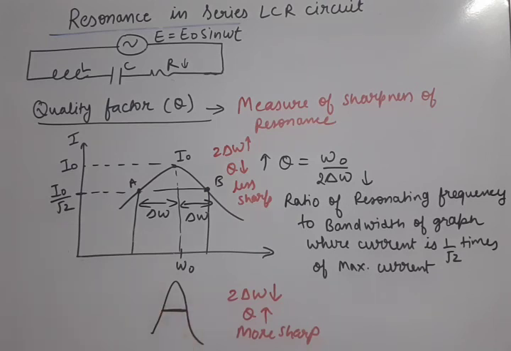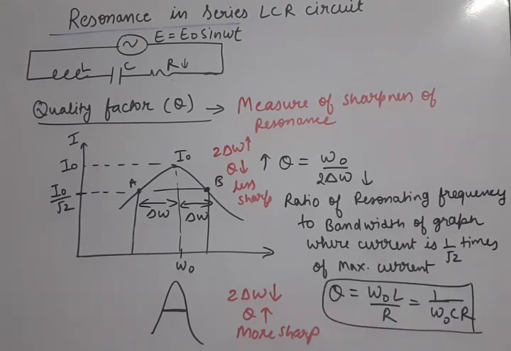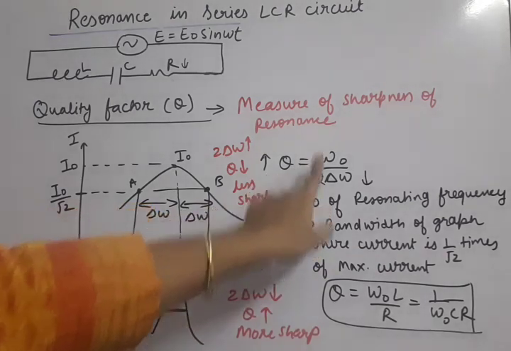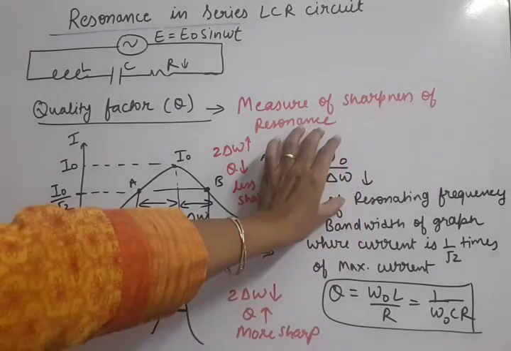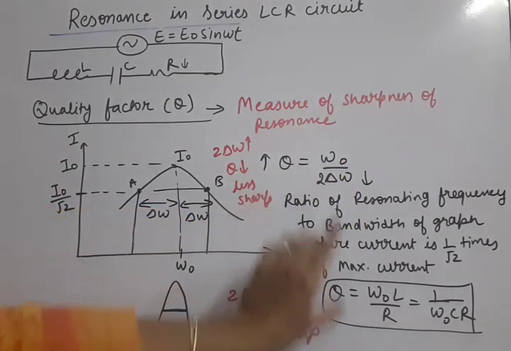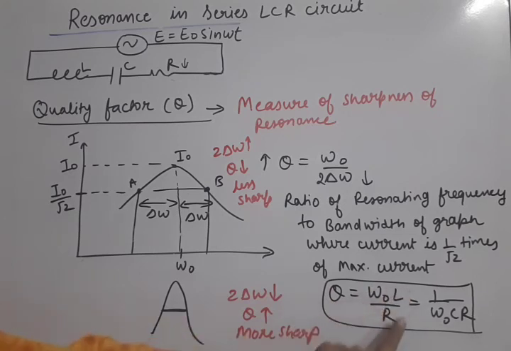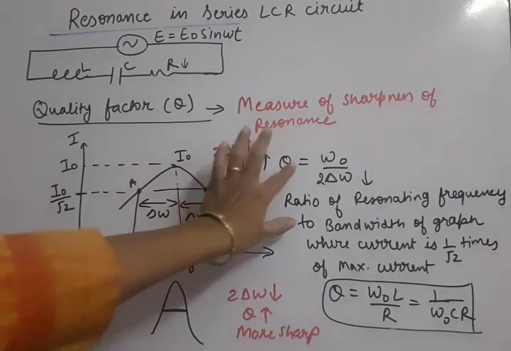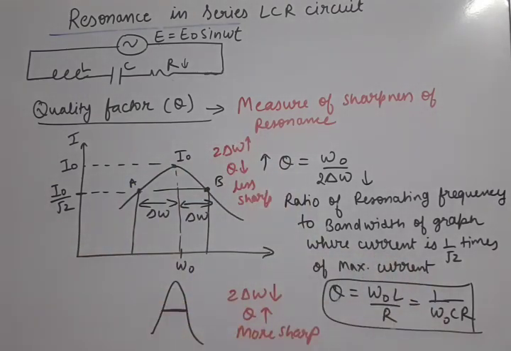Now two more formulas of quality factor you have to remember, that I am writing. Just remember these two formulas. So in total you have to remember 3 formulas of quality factor. Omega 0 upon 2 delta omega is the basic definition of quality factor, that means this. And the 2 more formulas are omega 0 L by R or 1 upon omega 0 CR. So this is the theoretical topic. You just learn all these concepts: quality factor definition, how it is related to the graph, and these 3 formulas. This way the resonance topic is completed.